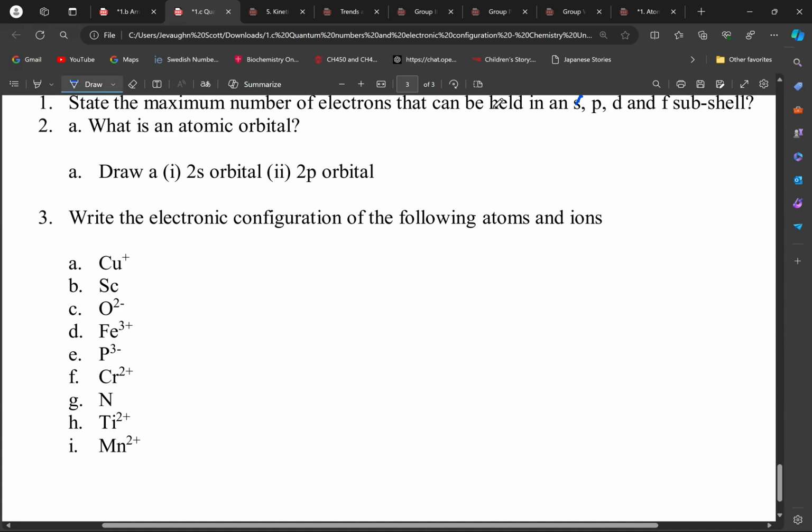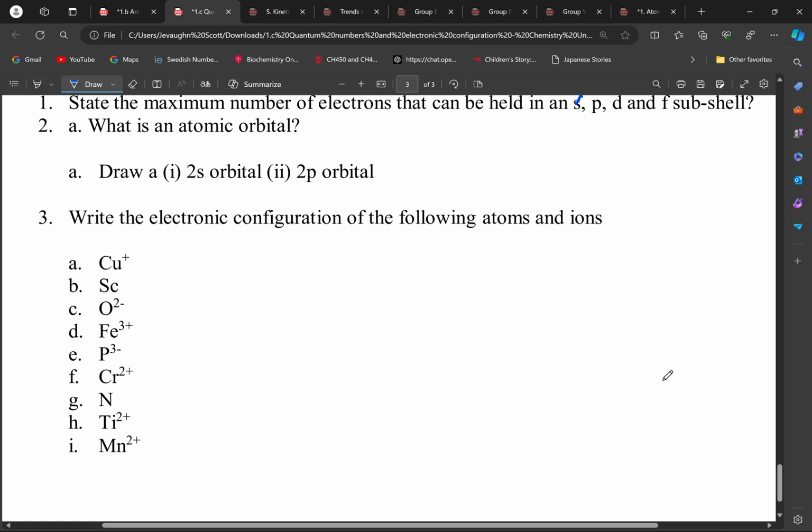Question, sir. When they ask us to draw the p orbital, should we draw all three or is one fine? I tend to actually draw all three on their different axes. That's what I tend to do.